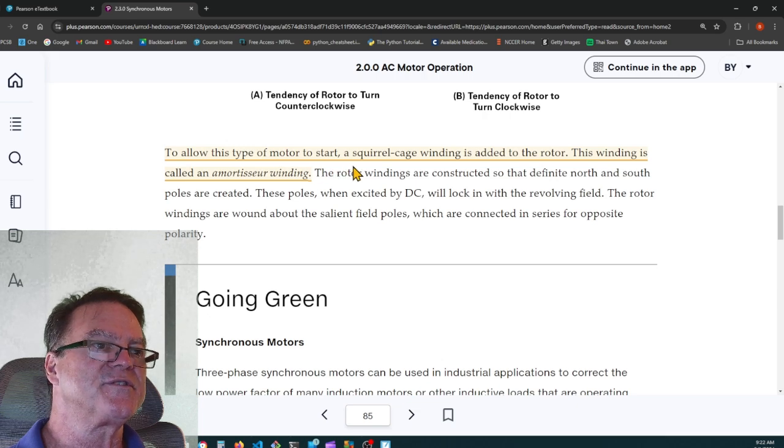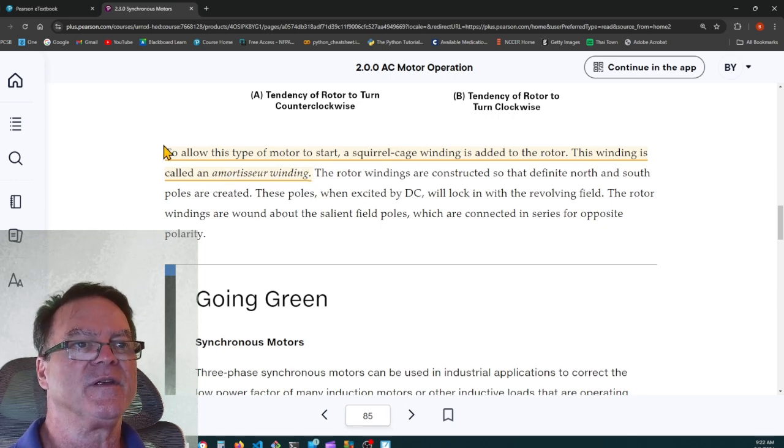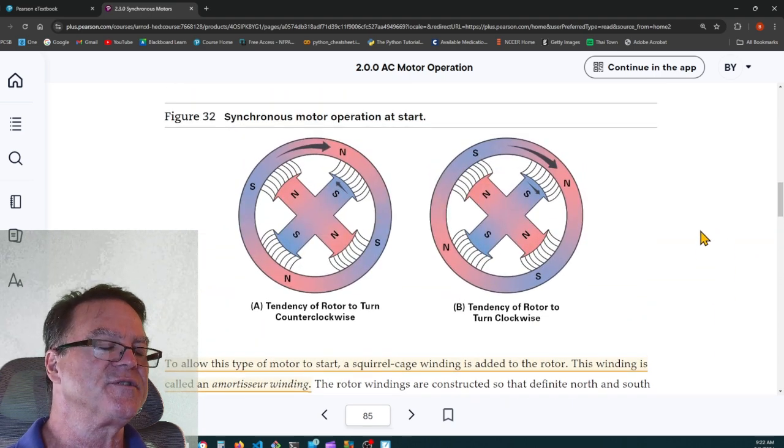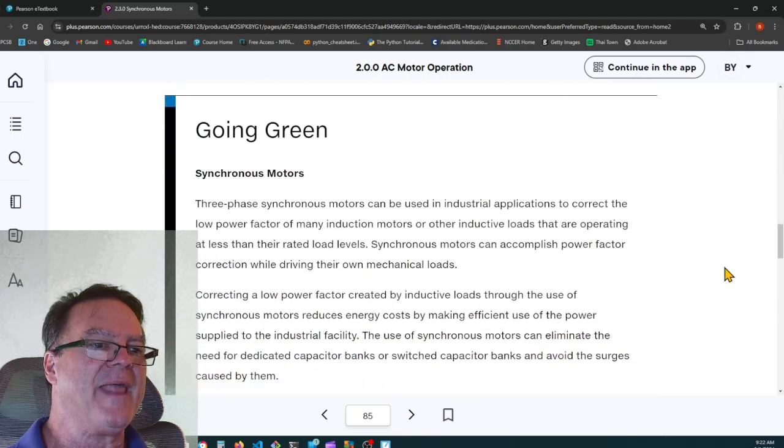To allow this type of motor to start, a squirrel cage winding is added to the rotor. This winding is called an amortisseur winding. So that's a highlight, and I guess it's also French. There's an amortisseur winding added to this.